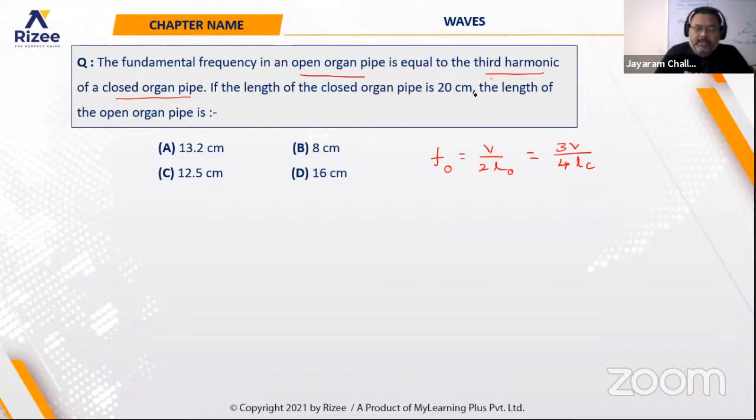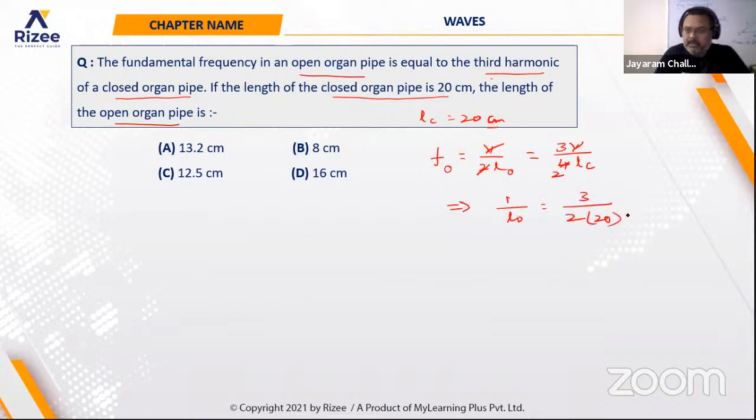Since the velocity is the same, the length of the closed organ pipe has been given, that is the LC value provided, 20 centimeters. He is asking for the length of the open organ pipe, the L naught value. We remove the V here, and the 2 goes across. From this, you can write 1 by L naught is equal to 3 by 2 times LC. What is your LC value? It is 20 centimeters. So that implies L naught is equal to 40 by 3.